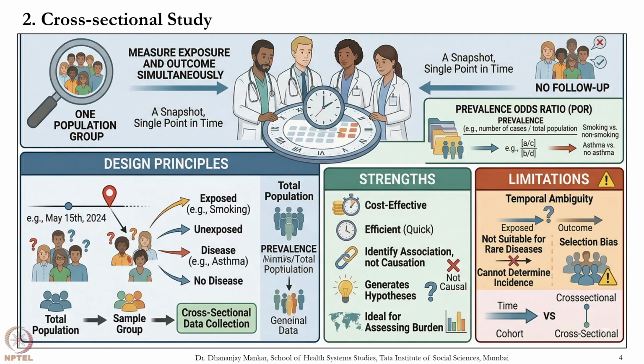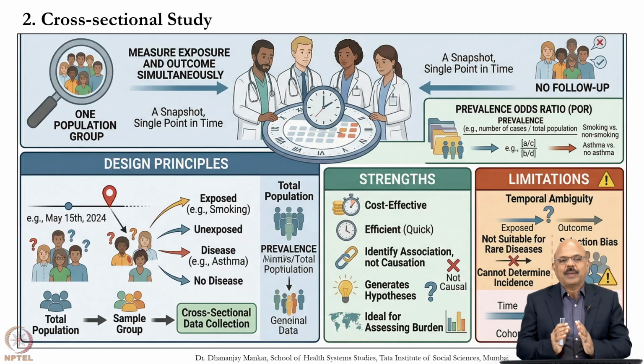Now the cross-sectional study. Cross-sectional studies are a snapshot at a single point in time, as we have studied in the previous chapter also, where one group of a population, exposure and outcome are observed simultaneously, giving a snapshot of exposure rather than a follow-up or a non-follow-up. Prevalence is the number of cases out of the total group of the population, divided by the total population. For example, smoking versus non-smoking, asthma versus non-asthma, diabetic versus non-diabetic.